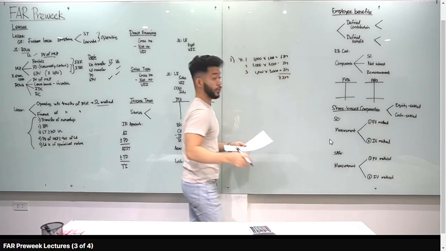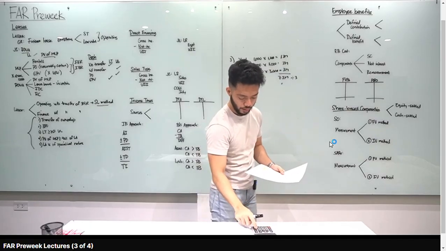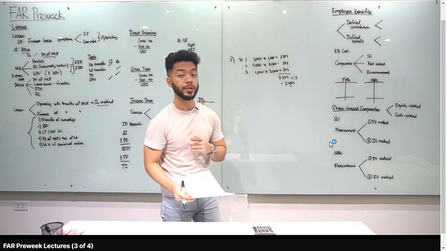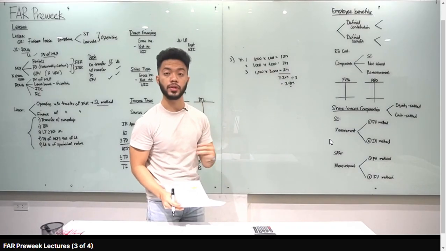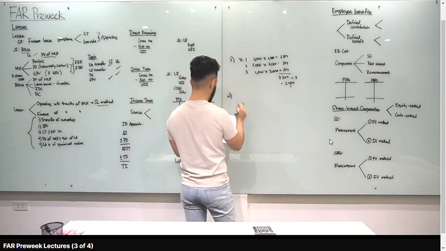Pag sinabi mong straight line method, divide mo by 3 yan. Okay? So divide by 3, 7.2 million. Divide by 3, you have 2.4 million. Okay? So sagot natin dyan class, i-recognize natin sa year 1 is 2.4, sa year 2, 2.4, sa year 3 is also 2.4. Ang tawag natin dyan, straight line method. Letter A for number 3.